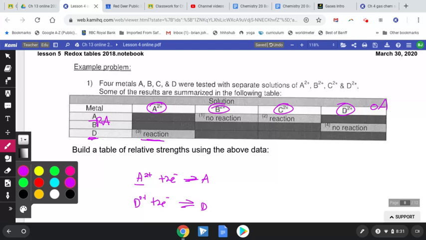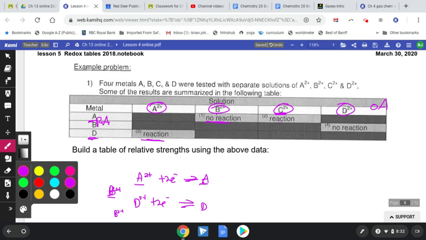Okay. B. What are we doing with B2 plus? So it does not react with A. B2 plus does not react with A. This is a bit of a problem. It could be here or here. I honestly don't know. All I know is that B2 plus is below A. So I'm just going to leave it for now.